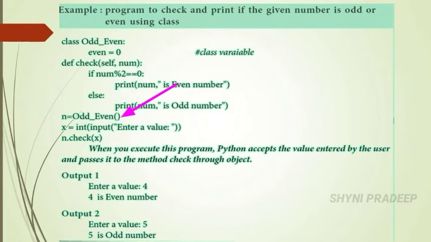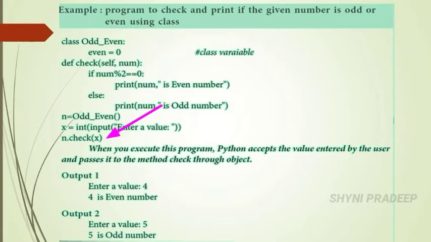Now we created object n, okay. Object name is what? N. Next one statement is given, x is equal to int input enter the value, which means you have to enter the value for x, okay. So you have to enter the value through keyboard. And n dot check x, which means n is the object name, check is the function, and value is given x, okay. So you have to enter the value for x and execute this check function, okay.